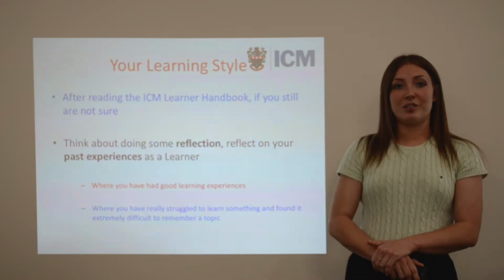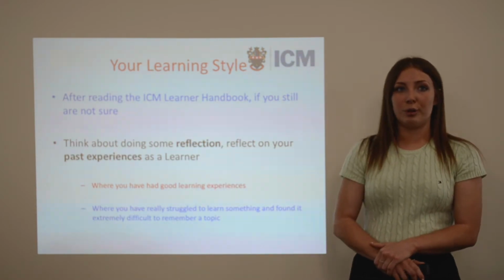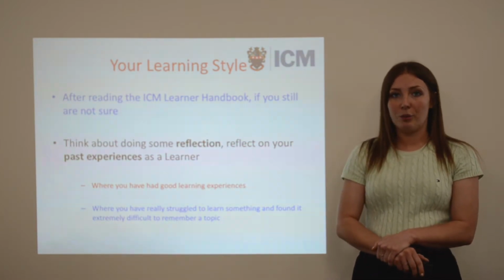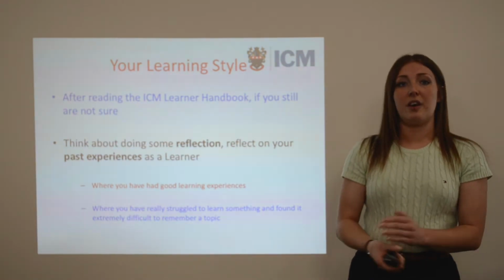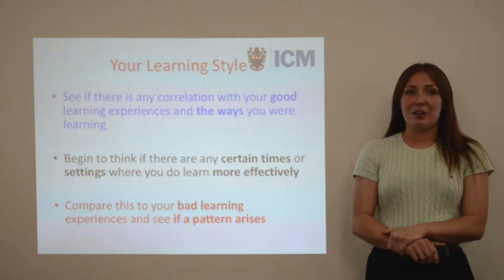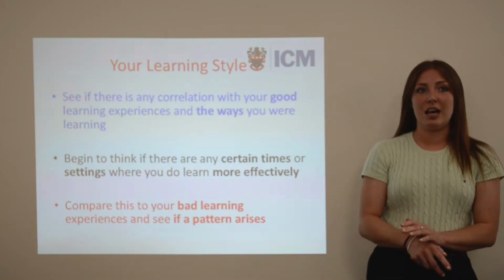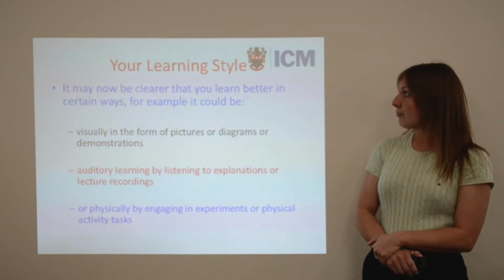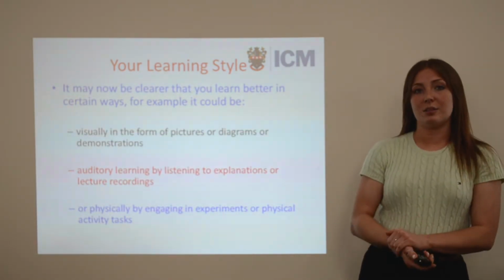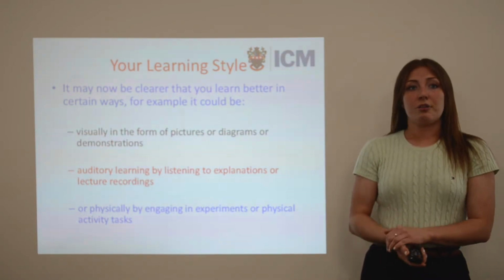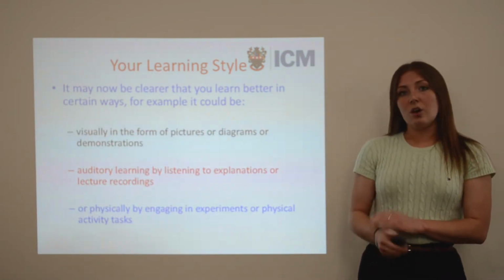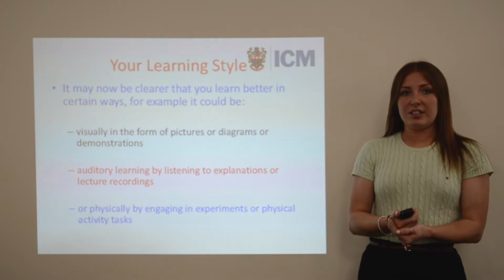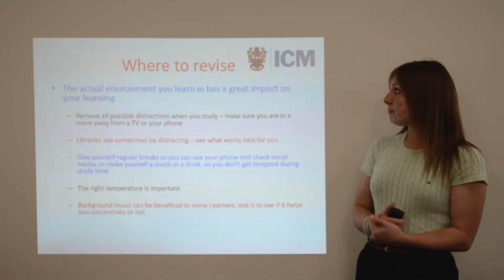After reading the handbook, if you're still not sure, think about doing some reflection on your previous learning experiences. When you've had a good learning experience, when you've really understood or remembered a topic, and then when you've had a bad learning experience where you found it really hard to remember a topic. See if there's any correlation with your good learning experiences and the ways you were learning, and your bad learning experiences and the ways you were learning. See if a pattern arises. It may now be clearer that you learn better in certain ways. For example, it could be visually, through demonstrations or diagrams or pictures, auditory, through listening or over-repeating something, or physically, by engaging in experiments or physical activities.